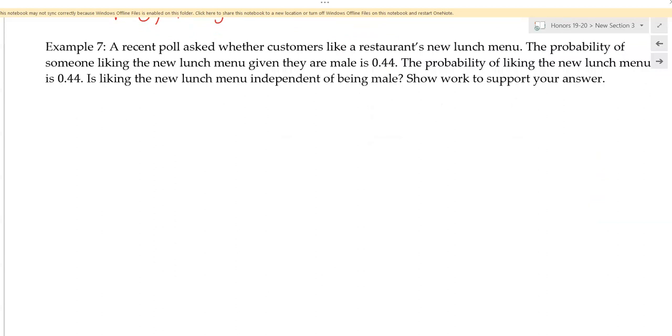Same thing with number 7. A recent poll asked whether customers like a restaurant's new lunch menu. The probability of someone liking the new lunch menu, given they are male, is 0.44. The probability of liking the new lunch menu is 0.44. Is liking the new lunch menu independent of being male? Show work to support your answer. So again, is it independent? So that's the type of question it's asking. And then we have our word given here. So we're going to use our conditional.